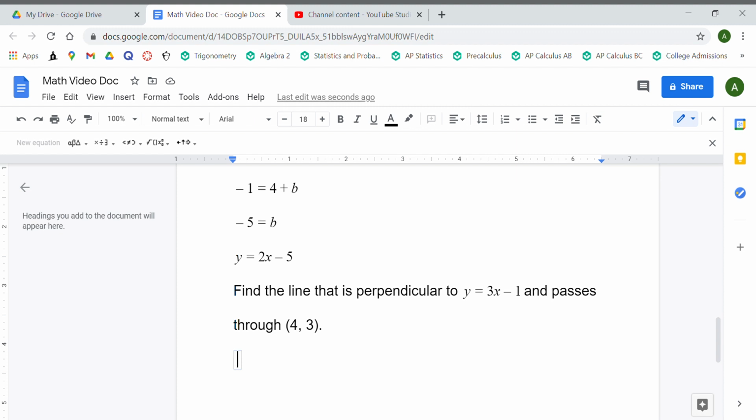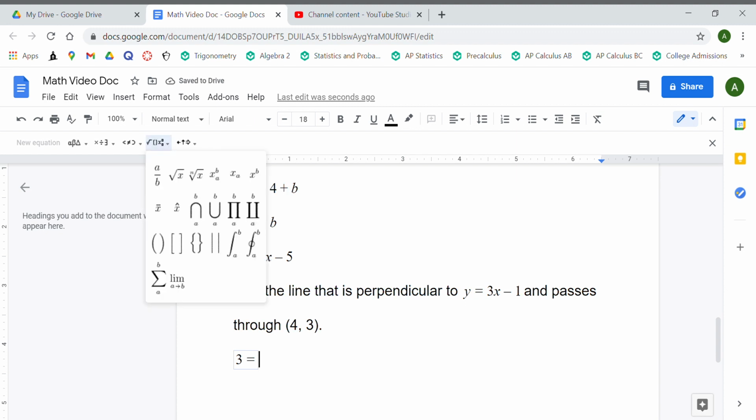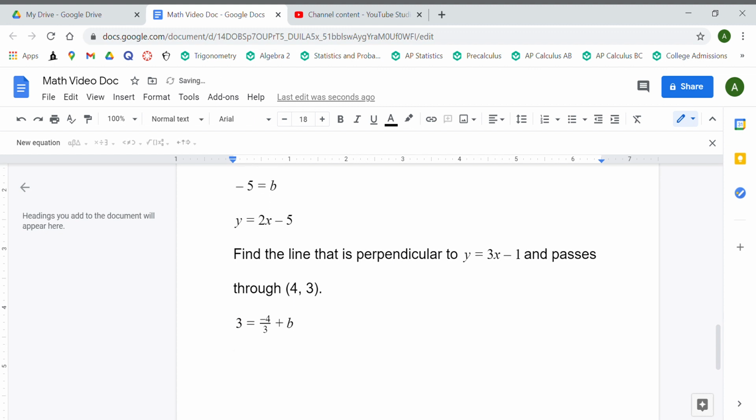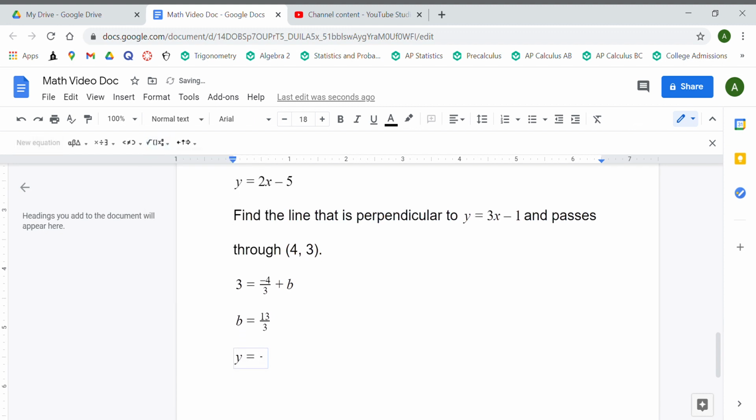Plug values in, we get 3 equals negative 1/3 times 4, which is negative 4/3, plus b. Now we get an ugly answer for b. Let's see if I can add this up. 3 plus 4/3 is 9/3 plus 4/3, which is 13/3. Looks about right. Now here's our final line: y equals negative 1/3 x plus 13/3.